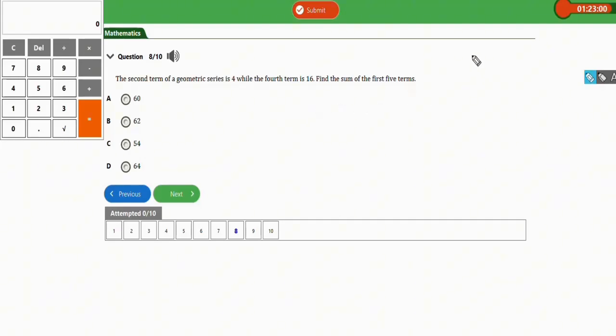Okay, so we're going to apply this general formula, a r to the power n minus 1. So we have the second term of the geometric series is 4 and the fourth term is 16. So it's going to give us a r to the power 4 minus 1 equals 16, over a r to the power 2 minus 1 equals 4.